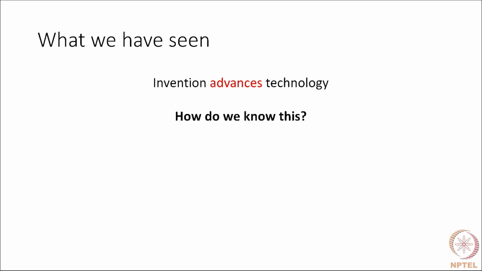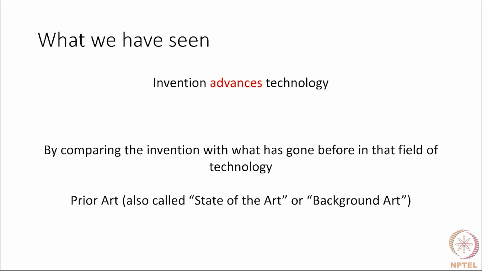Prior art. What we have seen so far is the fact that invention advances technology. An invention results in a progress of a technology. Technology advances by way of the invention. How do we know this? We know this when we compare the invention with what has gone before in the field of technology. Now, the knowledge that has gone before in the field of technology is referred to as prior art. Alternatively, it is also referred to as state of the art or background art.